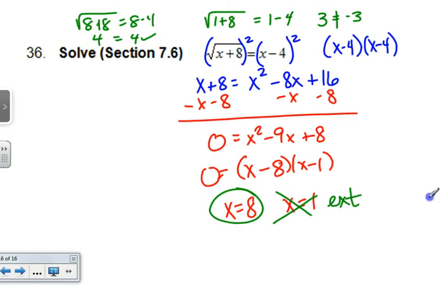You're going to show me you get it. You're going to cross it off. You're going to write EXT. The only answer to this question is x equals 8.